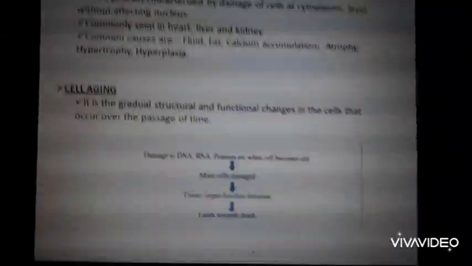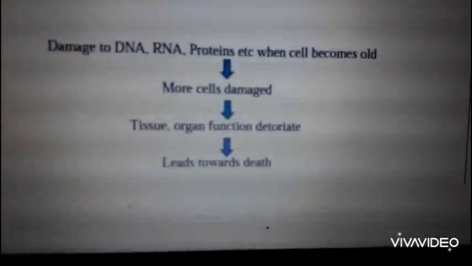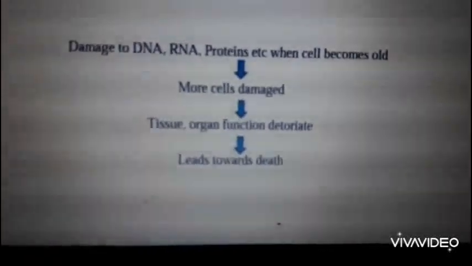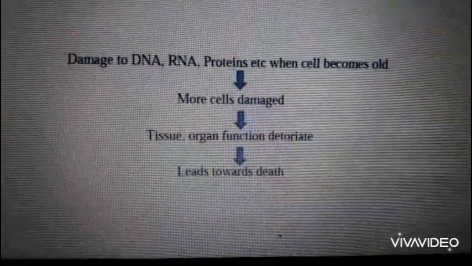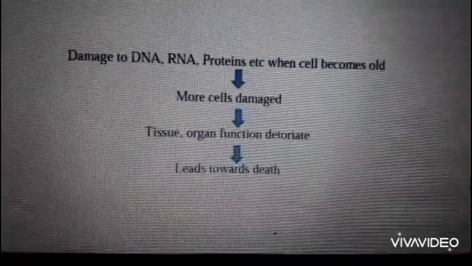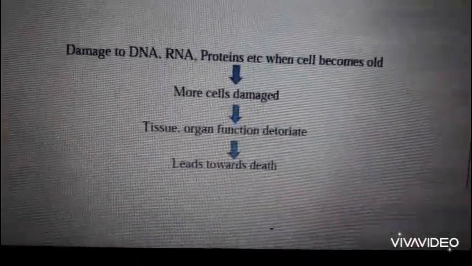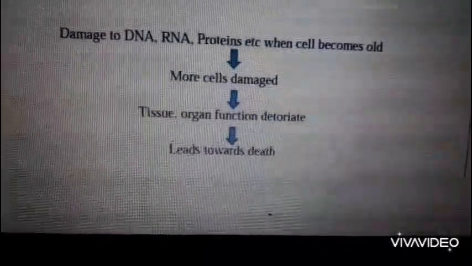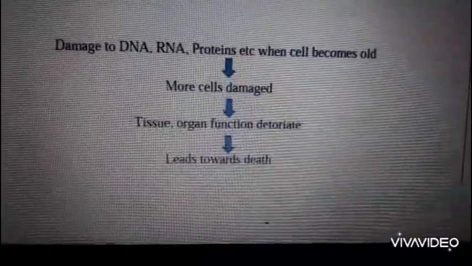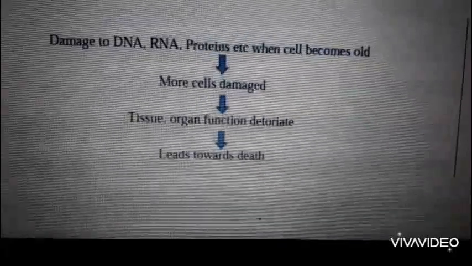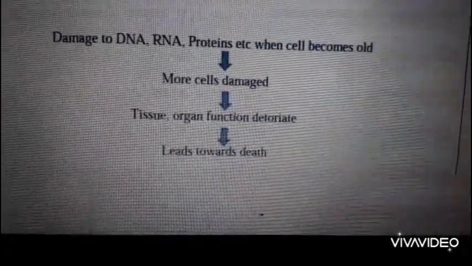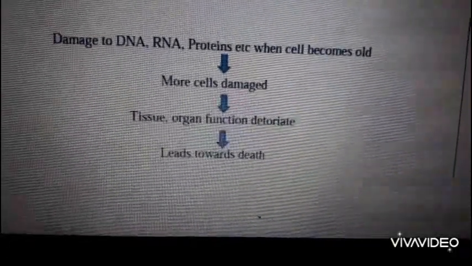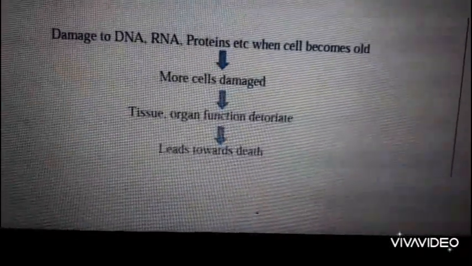As the flowchart shows, cell aging is damage to DNA, RNA, protein, etc. when cell becomes old. More cells damaged, then it leads to tissue organ functions deteriorate, leads towards death.